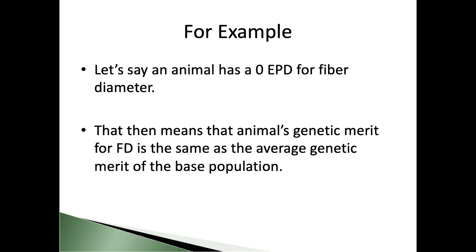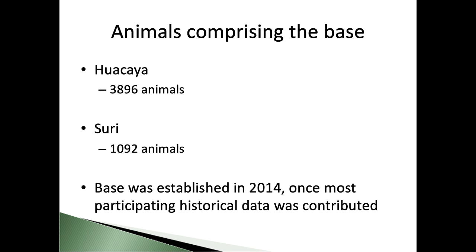And so if we look specifically at AOA, the animals comprising the base, for Huacaya, there are 3,896 animals included in that average that sets the meaning of zero for any trait. I use the example of fiber diameter, but this is just for each of the traits for which EPD are available. For Suri, it's a little over 1,000 animals.